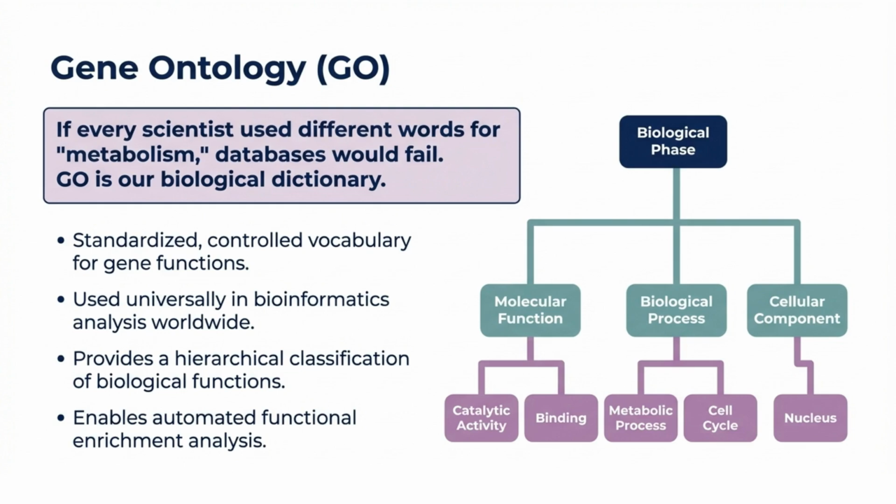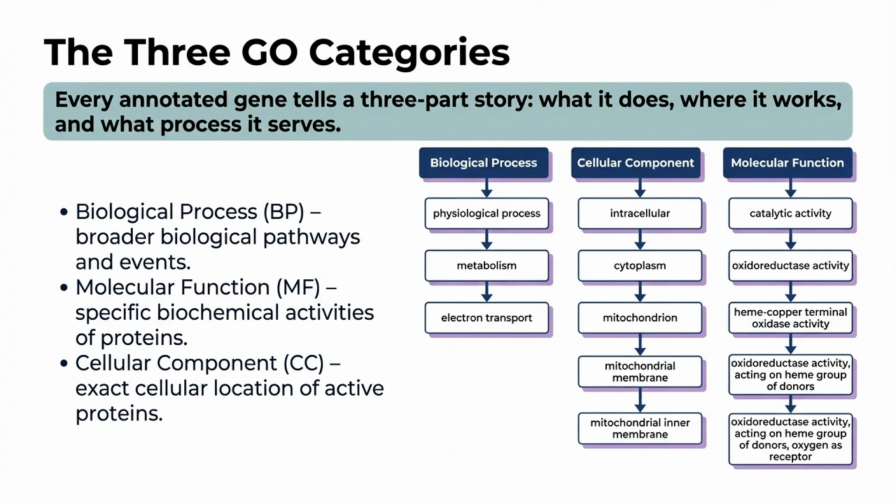GO is also structured hierarchically. It starts with broad concepts and moves toward more specific terms. That hierarchical structure is very useful for computational analysis because it allows software tools to group genes into meaningful functional categories. If you look at the slide, GO acts almost like a biological dictionary shared across genomics and bioinformatics. GO itself is divided into three major categories. Every annotated gene can be described from three major perspectives.